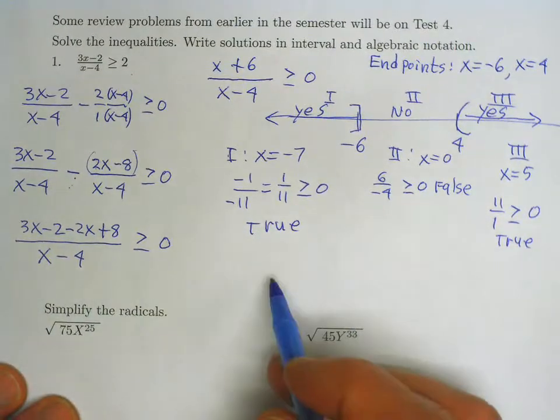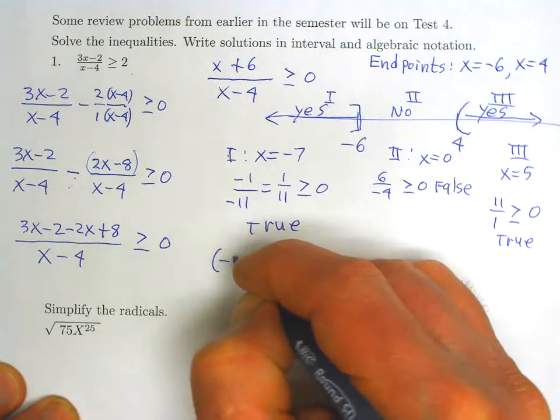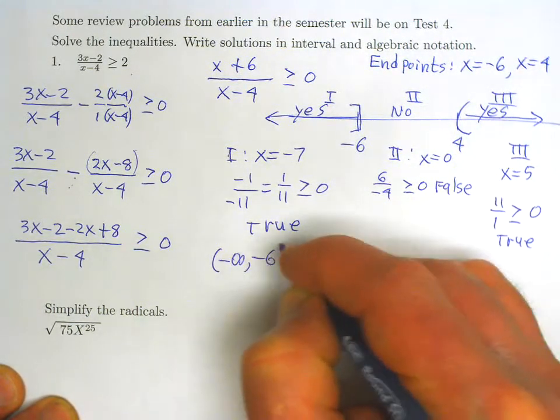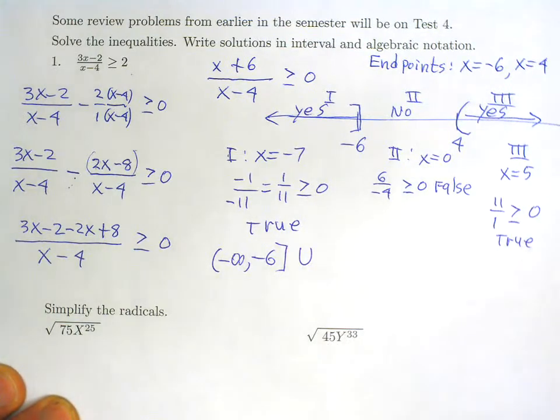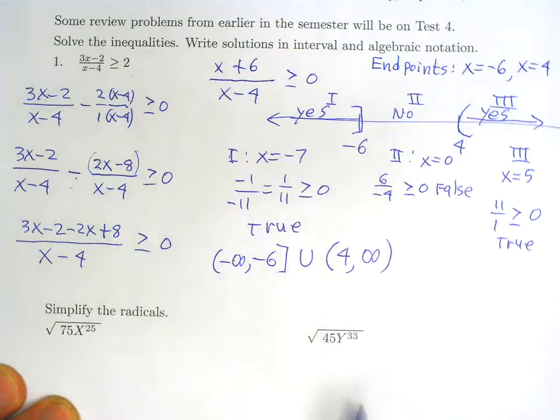And then the interval notation, for this part, it's parenthesis negative infinity, comma, negative 6 bracket, and then union, parenthesis 4, comma, infinity.